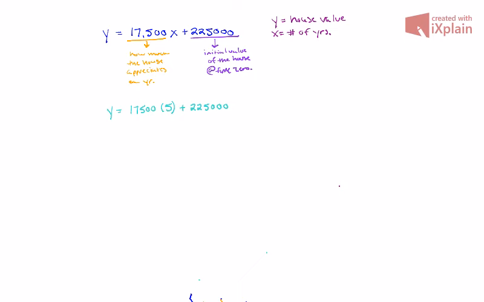So 17,500 times 5 will give us 87,500. And then we're going to add that to the base. So it looks like after 5 years, our home value will have increased to $312,500. Make sure that you do include that dollar sign so that you are pulling in the context of the problem and so that it is clear to whoever is reading your final solution.